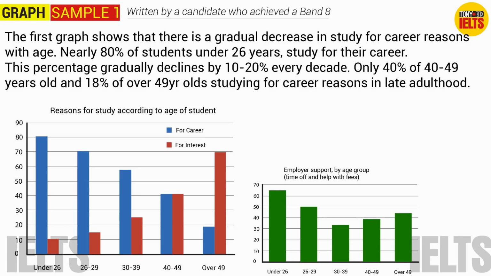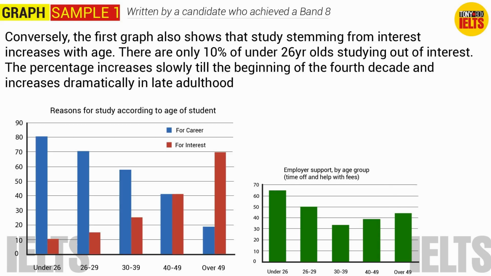The first graph shows that there is a gradual decrease in study for career reasons with age. Nearly 80% of students under 26 years study for their career. This percentage gradually declines by 10 to 20% every decade. Only 40% of 40 to 49-year-olds and 18% of over 49-year-olds are studying for career reasons in late adulthood.